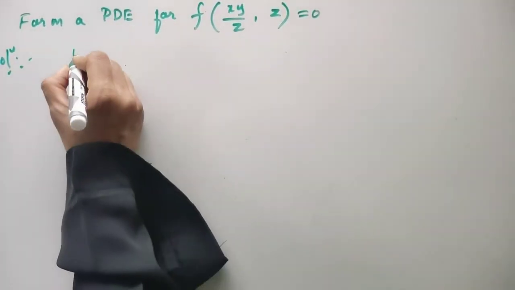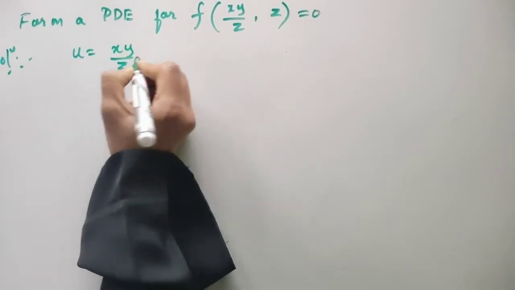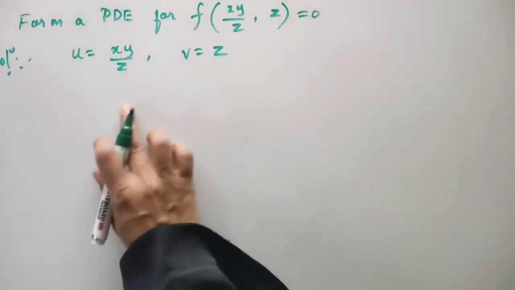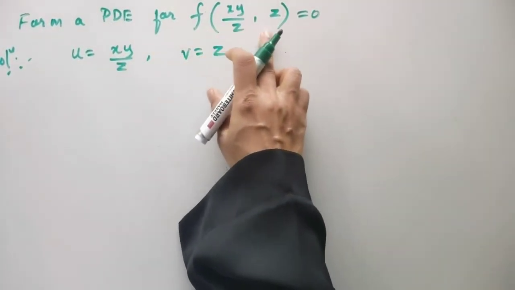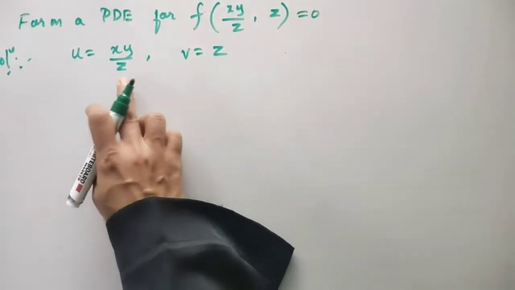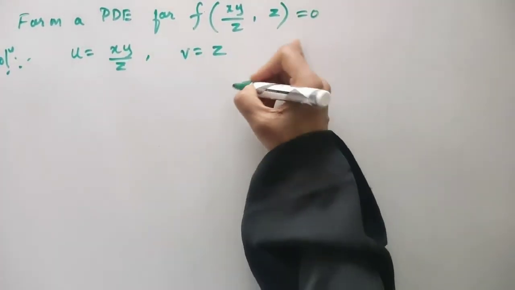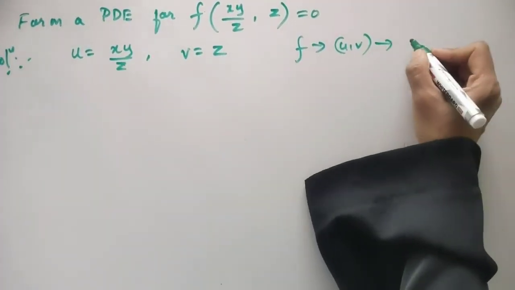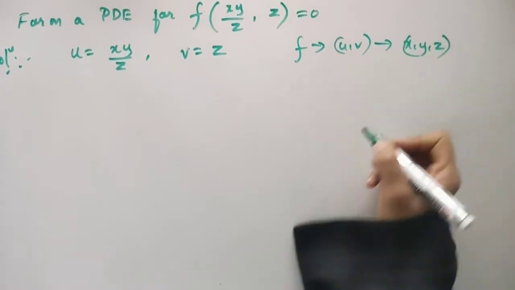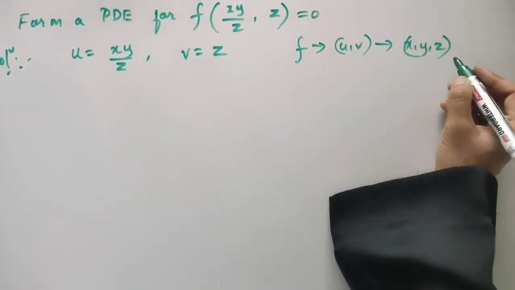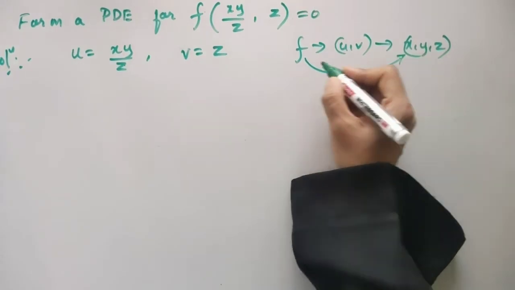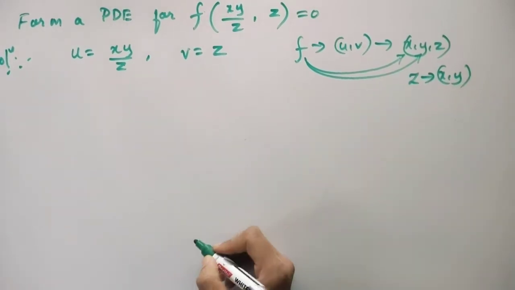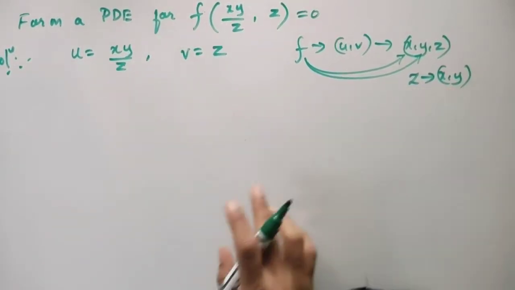So you are given u is equal to x into y divided by z and v is equal to z. Okay, so with these given things, you can see that f is depending on these two parts, whereas these two parts are depending on x, y, z. So f is depending on u and v, and u and v are depending on x, y and z. So I can take f depending on x, f depending on y, and also z depending on x and y.